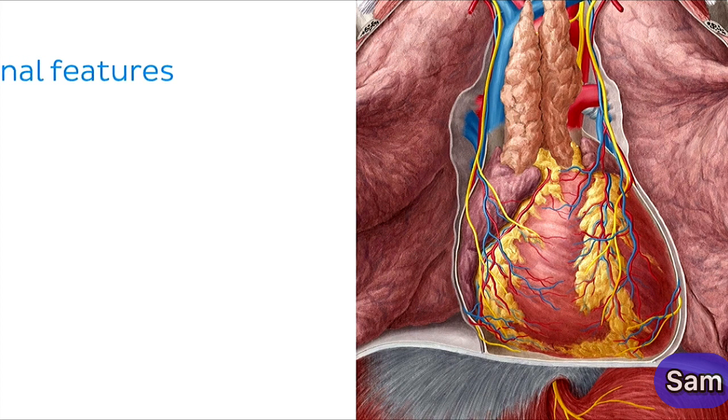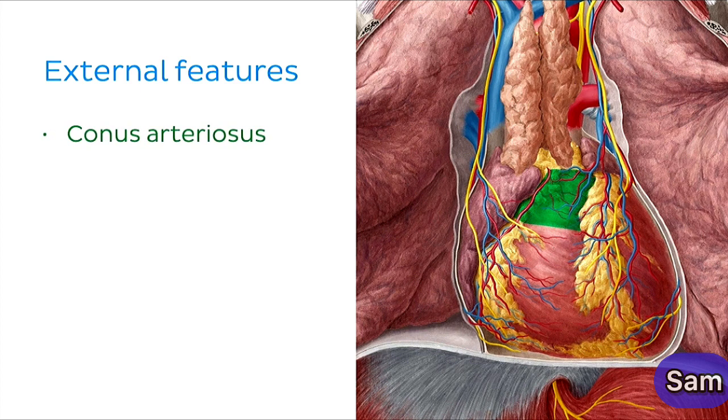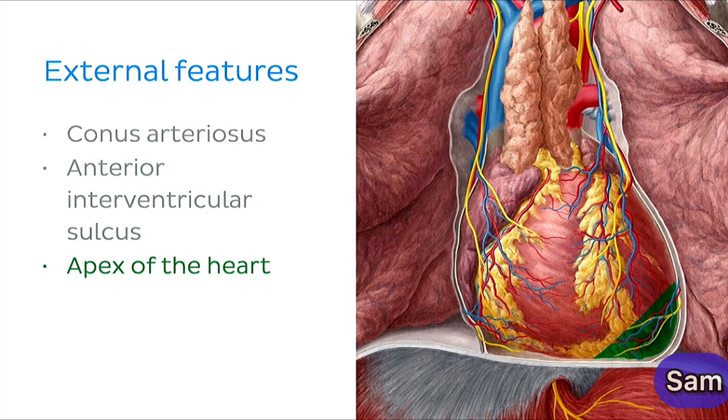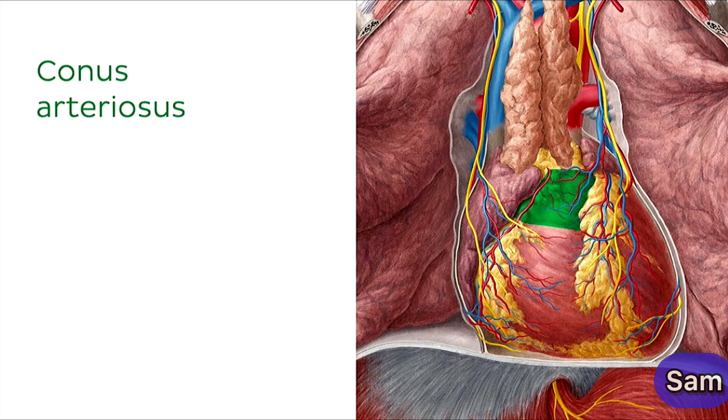of the heart's external features as seen from this view. So first up is the conus arteriosus, and then we have the anterior interventricular sulcus, and finally we have the apex of the heart. The conus arteriosus is this cone-shaped pouch that we can see highlighted now.